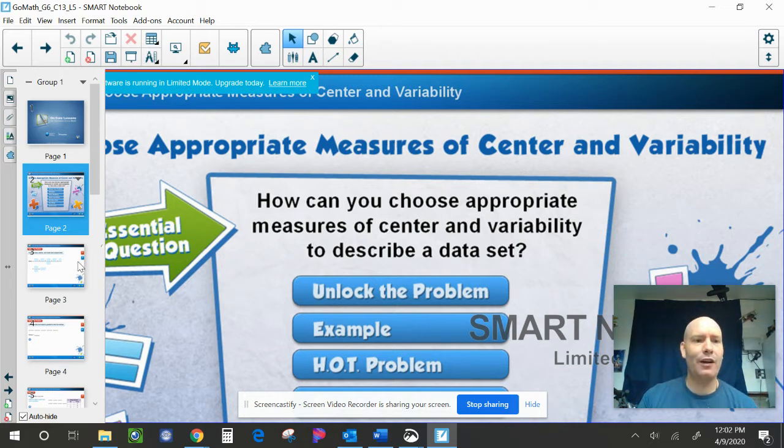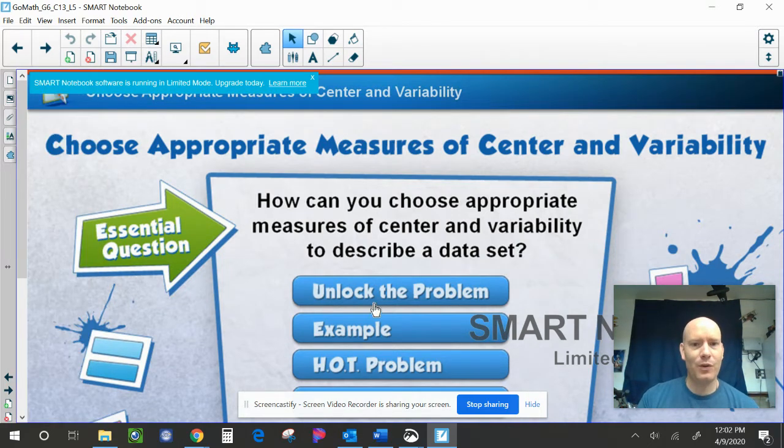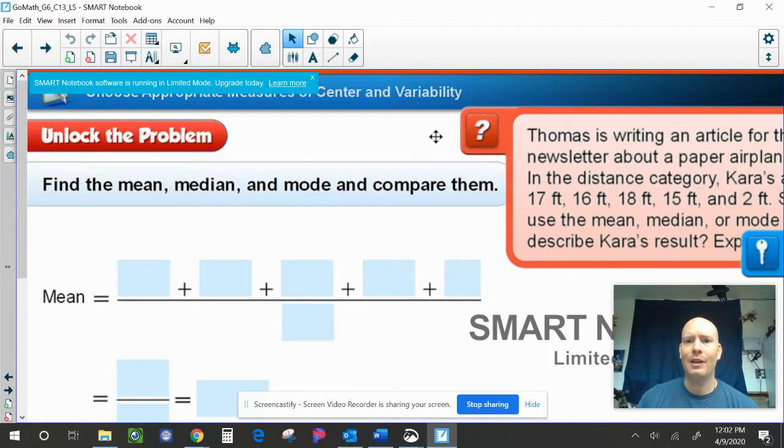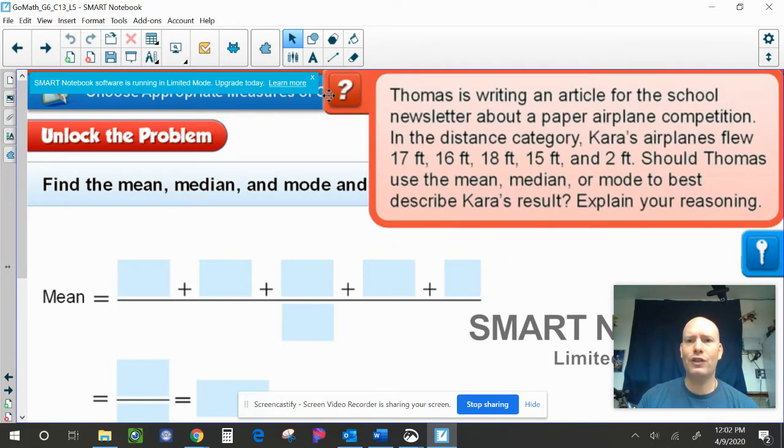So let's take a look at our first problem here. Let's go ahead and unlock our problem. All right, so here we go. Thomas is writing an article for the school newsletter about a paper airplane contest. In the distance category, Kara's plane flew 17 feet, 16 feet, 18, 15, and 2 feet. Should Thomas use the mean, median, or mode to best describe Kara's results? Explain your reasoning.